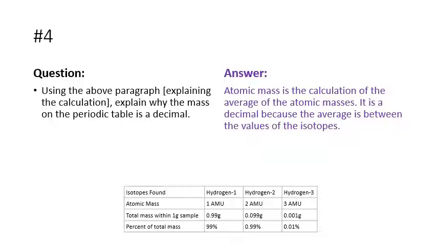Moving on, question number 4 says, using the above paragraph, which explained how to do the calculation, explain why the mass on the periodic table is a decimal. Well, the answer is it's the calculation of the average of atomic masses. It's a decimal because averages are between the values of the isotopes. In this case, it's a lot closer to 1 because the majority of hydrogen has a mass of 1. But there are some small amounts of hydrogen 2 and hydrogen 3 present, so it's not exactly equal to 1.